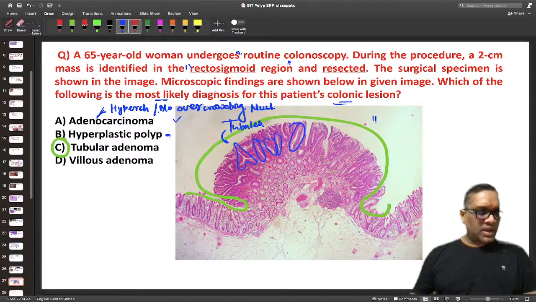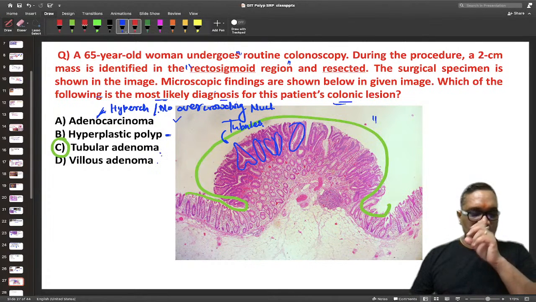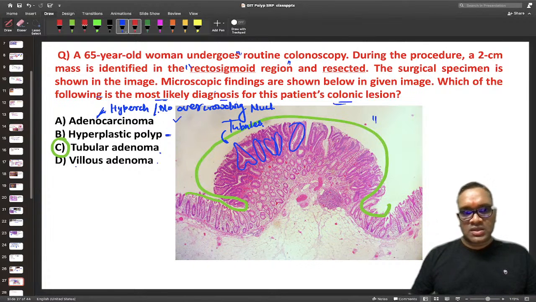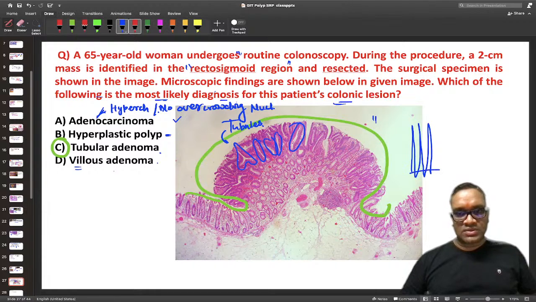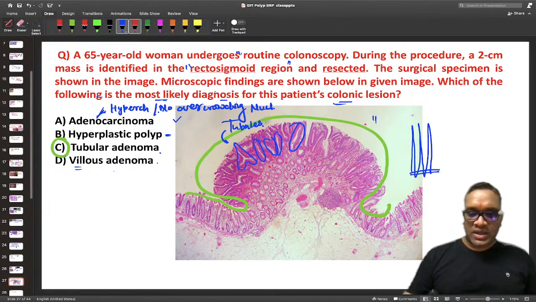Hyperplastic polyp, we all know that already, we have discussed, serrated appearance should be present. Now there are two options which are close by, that is tubular and villous. So villous will be having finger-like projection. They will not, they are like tubules. In villous they will be having very thin finger-like projection like this, right? So this will be like this. So the answer is tubular adenoma.